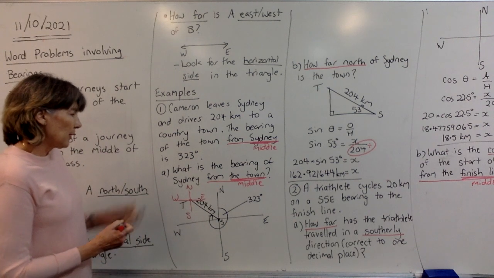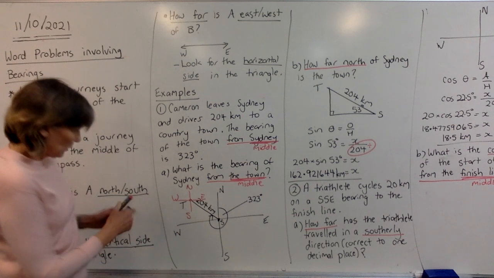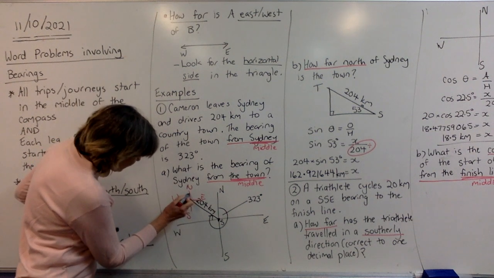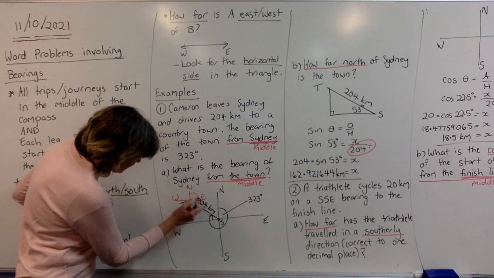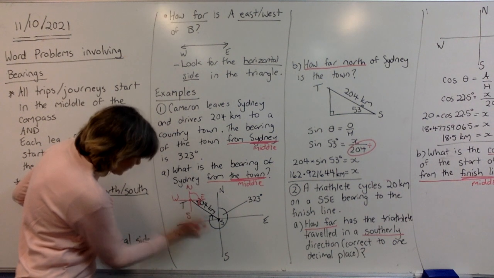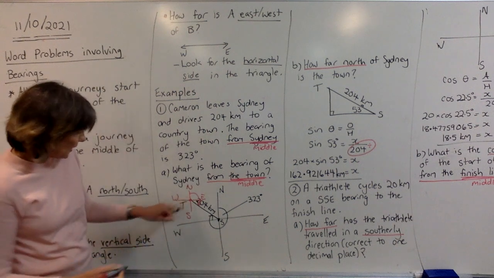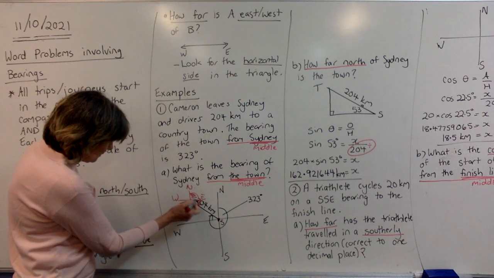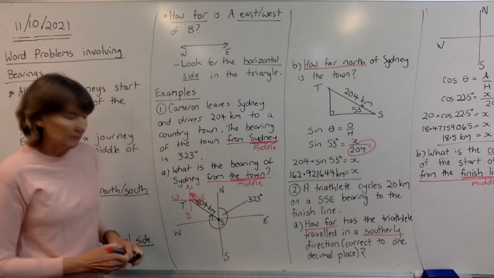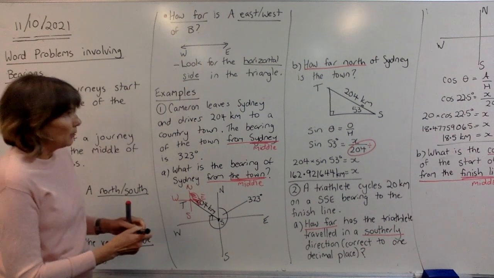Now, we want the bearing of Sydney. So we're looking for the angle going from north on this new compass, clockwise till we hit the line that goes off to Sydney. If we can get this answer here, that will be our bearing. That's what they want us to tell them.